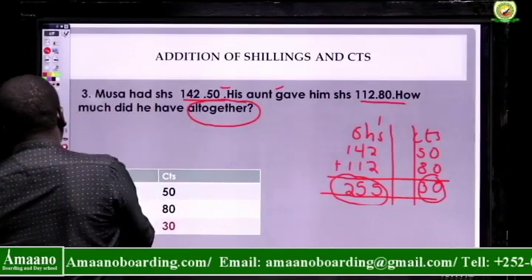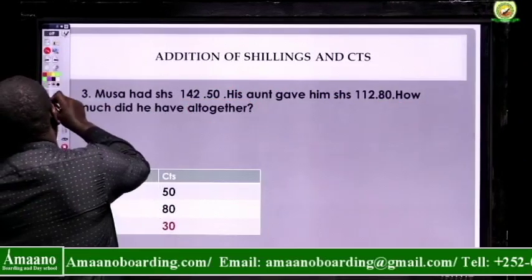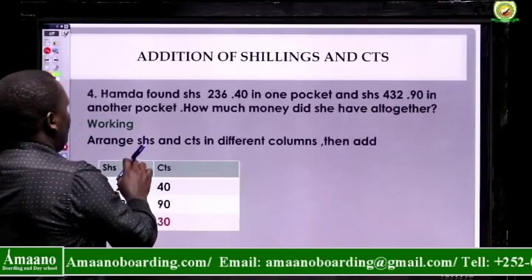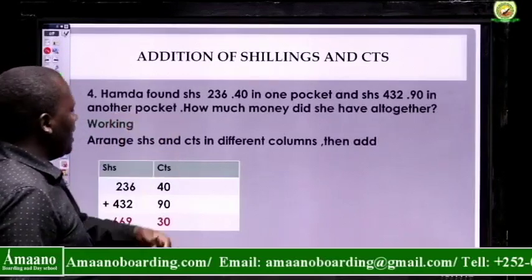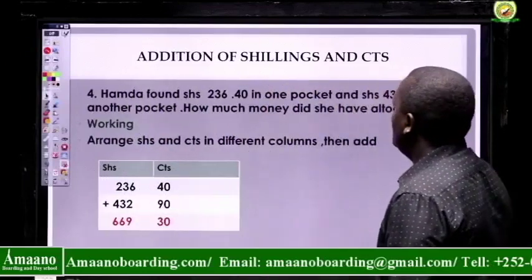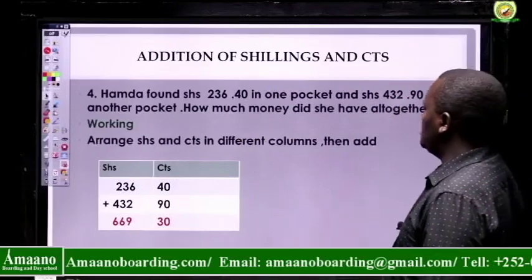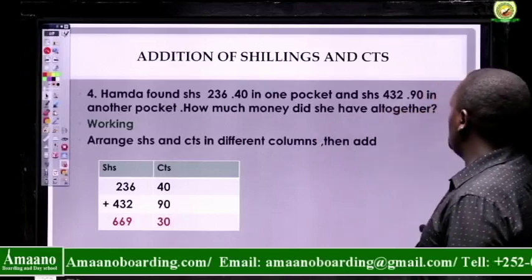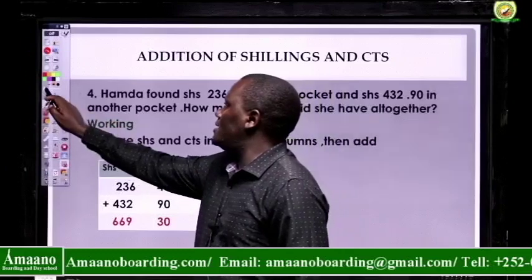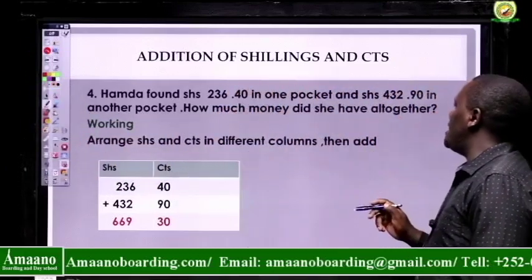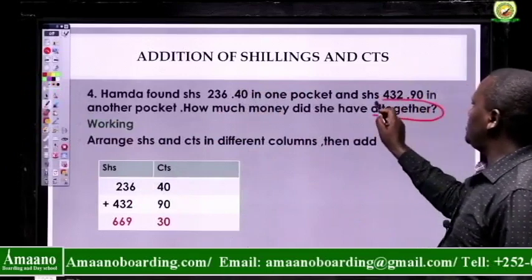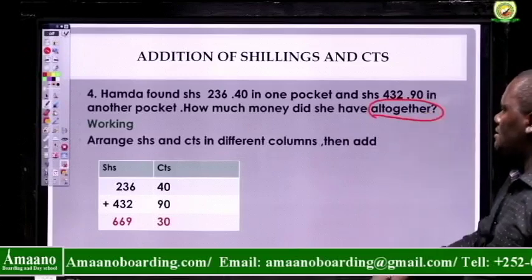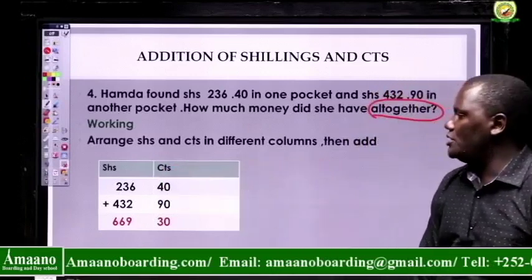Okay, let's go to the next part. Hamda found 236 shillings and 40 cents in one pocket, and also found 432 shillings and 90 cents in another pocket. How much does she have altogether? As I told you in the previous example, altogether means we add. We write the shillings and the cents as shown there.